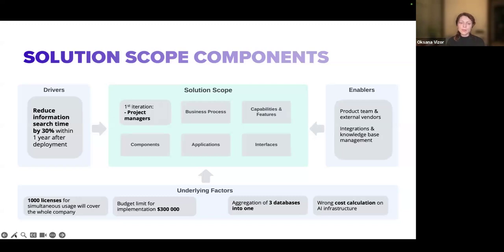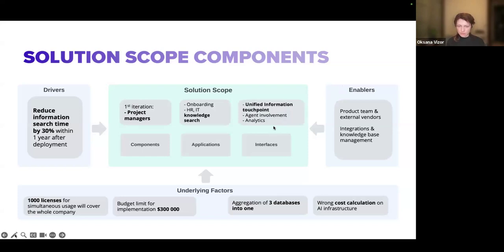The next one is about business processes. And here we would like to cover, first of all, onboarding and HR and IT related knowledge search, just to simplify, to streamline this information search for our employees, and in the first iteration for the project managers role. Of course, they lose a lot of time just searching for the right information. And taking into account all this, we need to implement the following capabilities and features in this AI assistant. And some of them you may see here on the screen.